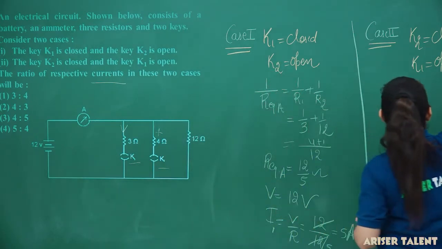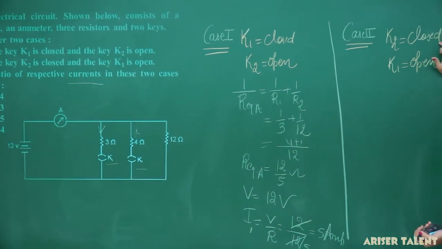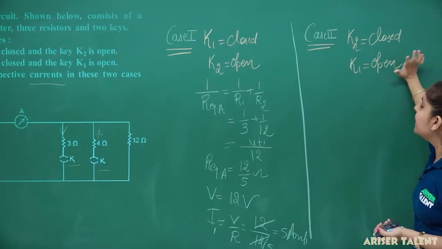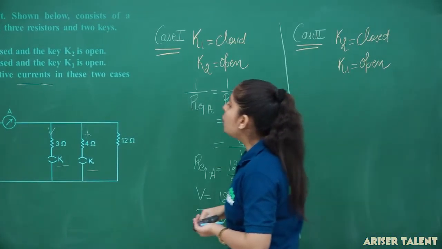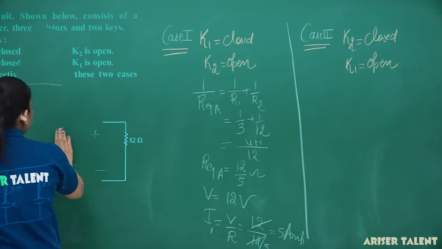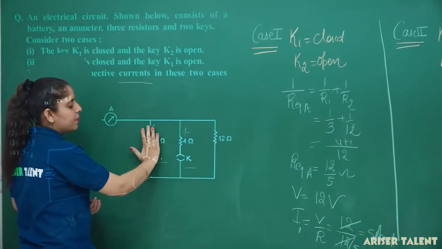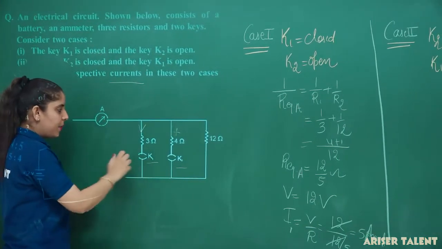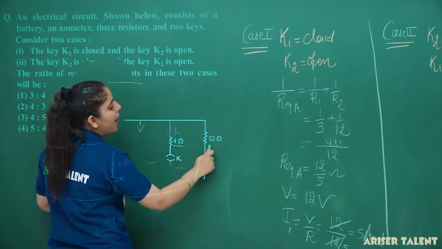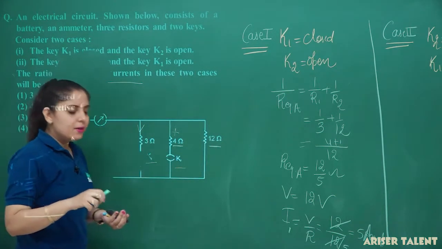Now let's move to the case number 2. In case number 2, K2 is closed, key number 2 is closed and key number 1 is open. If 2 is closed, 1 is open, I will not count this part of the circuit because no current will be flowing in this part.